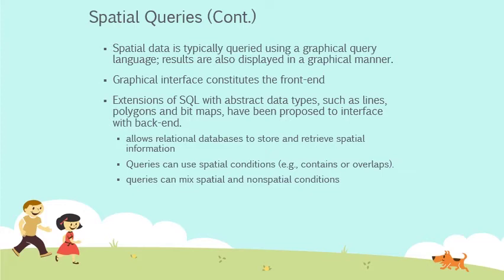The graphical interface constitutes the front end. Extensions of SQL have been proposed to permit relational databases to store and retrieve spatial information efficiently, and also to allow queries to mix spatial and non-spatial conditions. Extensions include allowing abstract data types such as lines, polygons, and bitmaps, and allowing spatial conditions such as contains or overlaps.